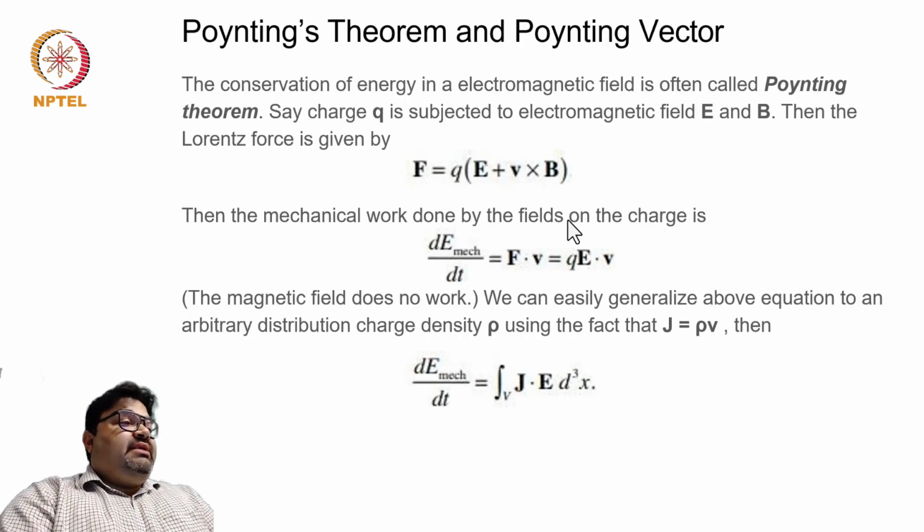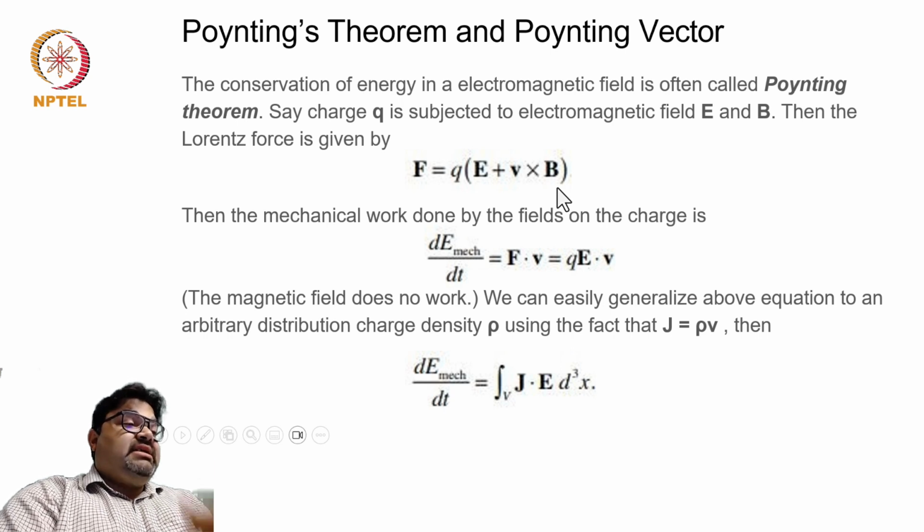Now let us take a look and revise a little bit more about Poynting's theorem. What is Poynting's theorem and what is the Poynting vector? The conservation of energy in an electromagnetic field is often referred to as Poynting's theorem. So there is a charge Q subjected to an electromagnetic field of E and B. The Lorentz force which acts on that charge is given by F is equal to Q, the charge, times the electric field plus the cross product of velocity and B. This is very well known. So that is the Lorentz force.